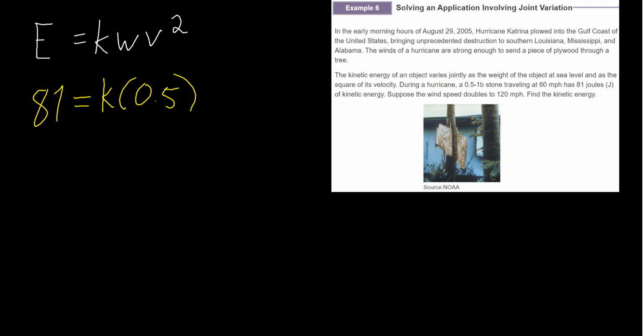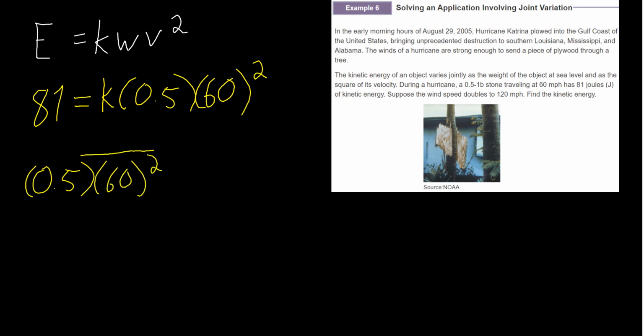and it is traveling at 60 miles per hour, so we're going to have 60 squared. Okay. So if we solve all this for k, the equation is going to be 0.5 times 60 squared all under 81, and that's equal to k. All I did was move everything to the left and isolate the k there.